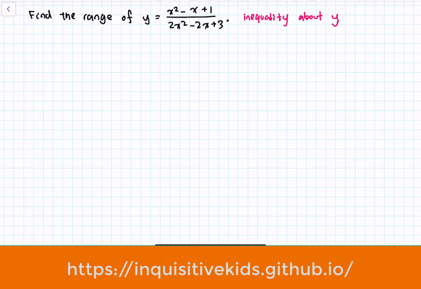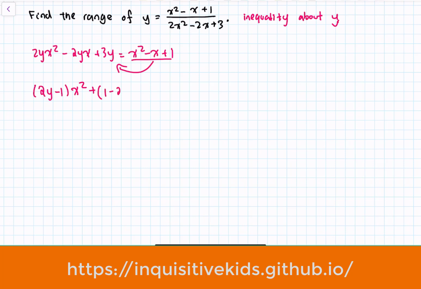We get 2yx squared minus 2yx plus 3y is equal to x squared minus x plus 1. And then we can move all of these terms to the left side of the equation. We have 2y minus 1 x squared. I just factor out the x squared to combine the coefficients, plus 1 minus 2y x plus 3y minus 1 is equal to 0. We did that so we can clear one side of the equation to make it 0.